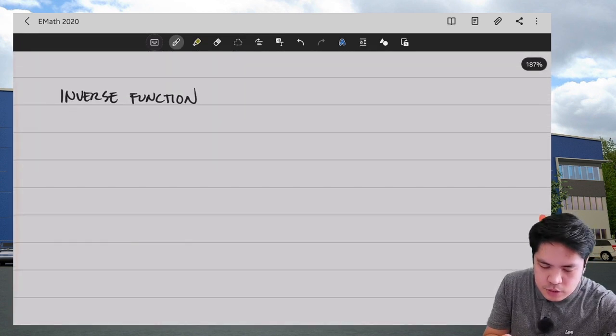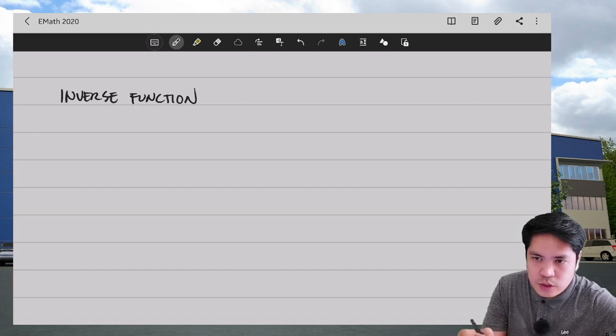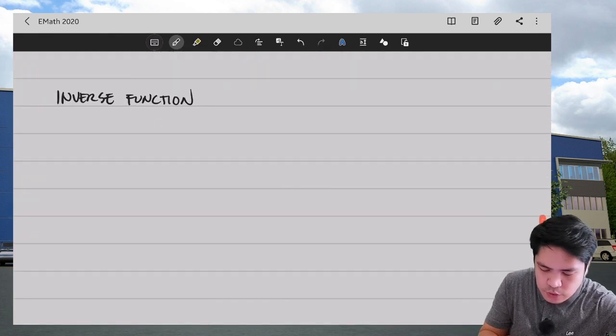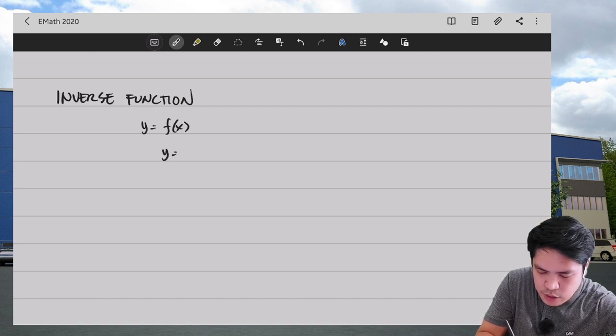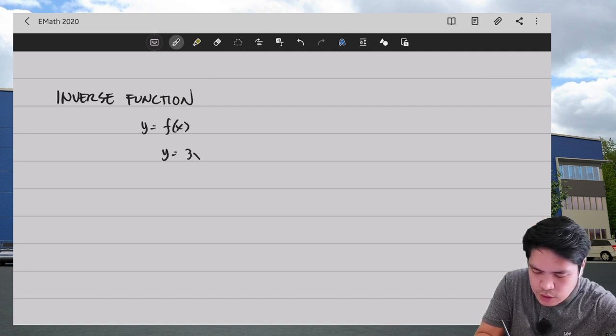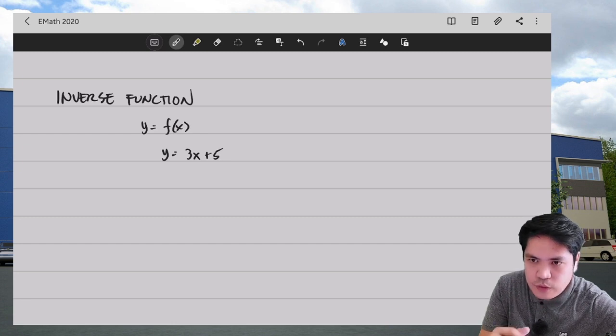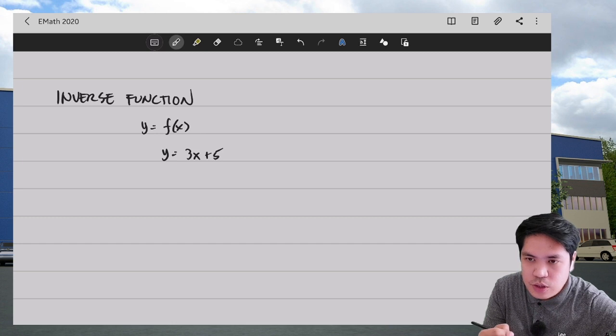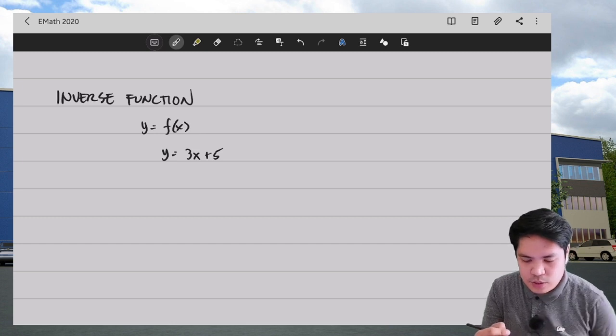So when we say inverse of a function, for example, if we have a function of x, or y is equal to a function of x, and that y is, let's say, 3x plus 5. So the inverse of this function is a function expressed as x, or ibaliktarin lang natin yung pag-express ng function.